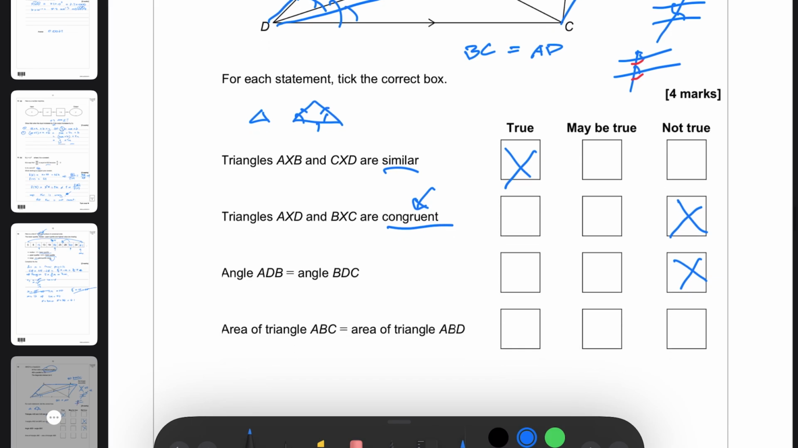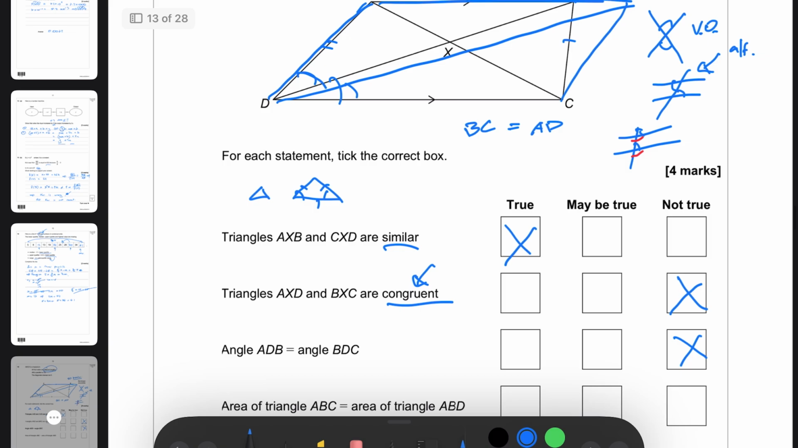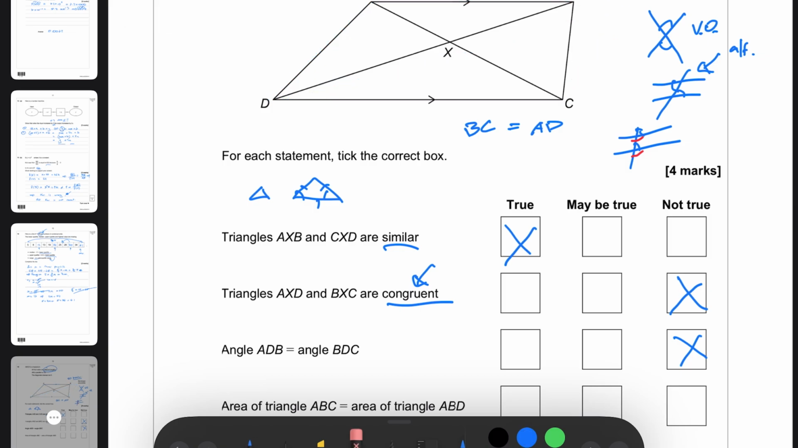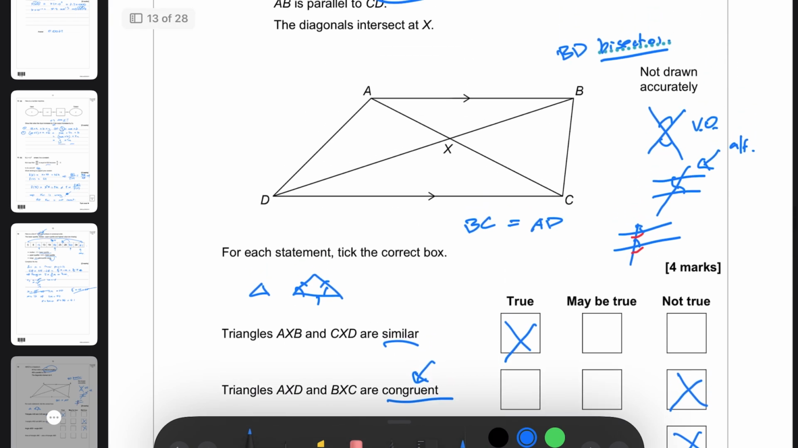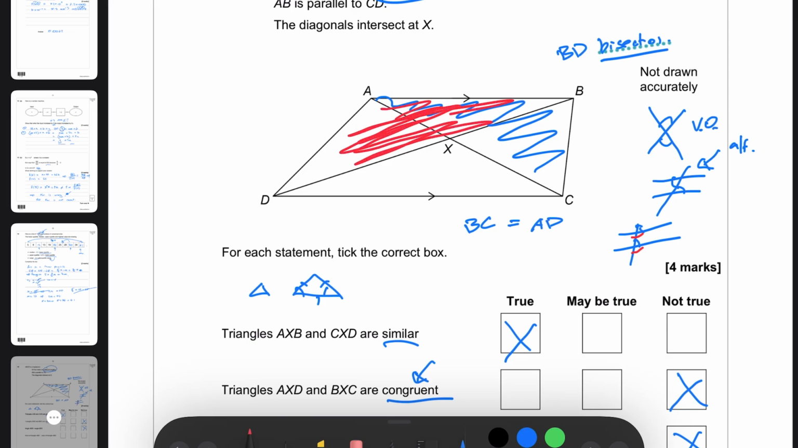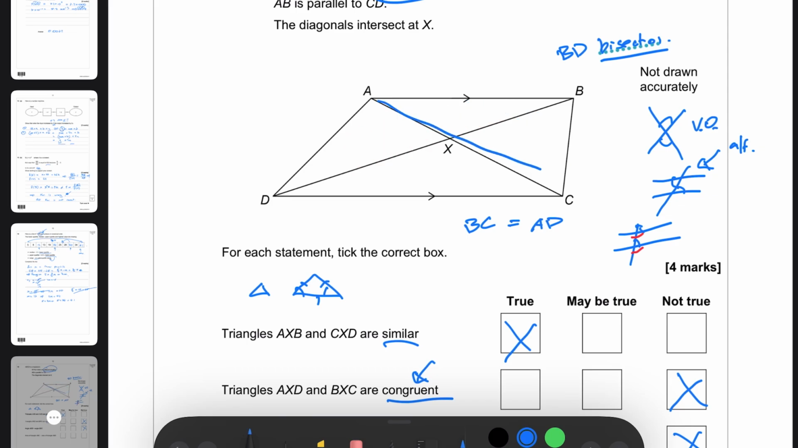And finally, area of ABC and area of ABD. Right. So let me have a look at this. Area of ABC and ABD. ABC is going to be this one, and ABD is going to be this one. Right, so they're actually sharing two. Let me actually properly draw them then. So we want to check these areas, and are they the same?